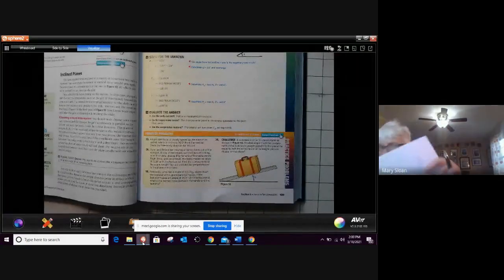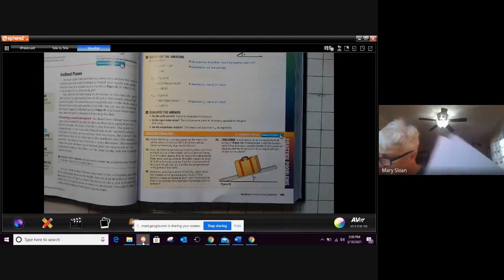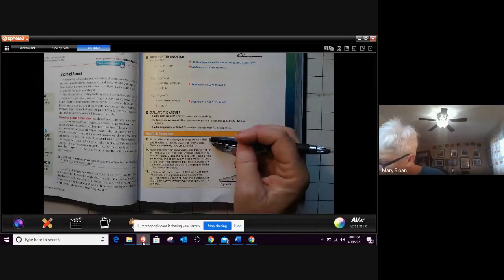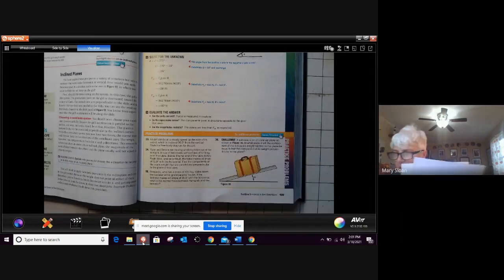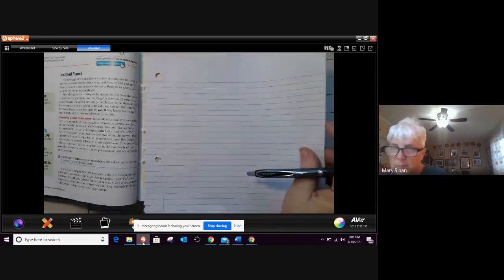All right. So number 33 says an ant climbs at a steady speed up the side of an anthill, which has an incline of 30 degrees from the vertical. Sketch a free body diagram of the ant. And you'll just have to bear with me because I don't have my protractor or ruler because I just didn't bring it home with me.